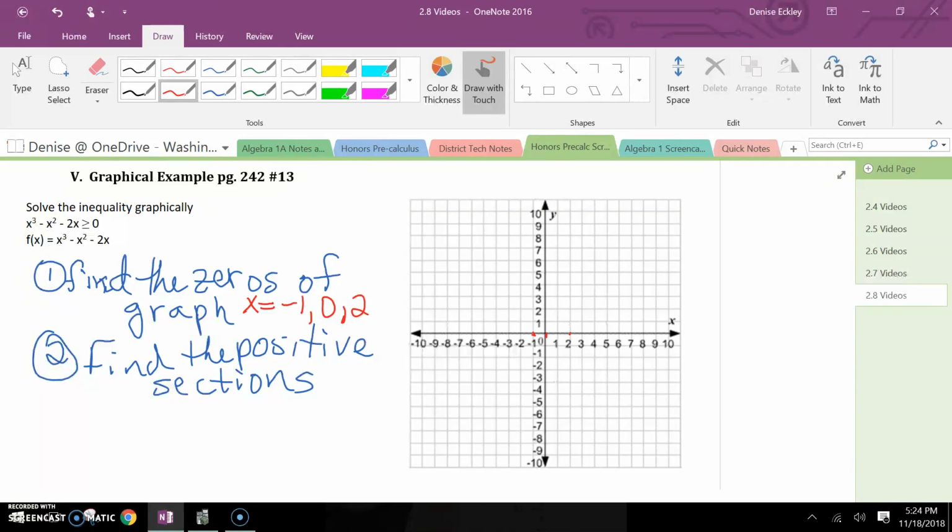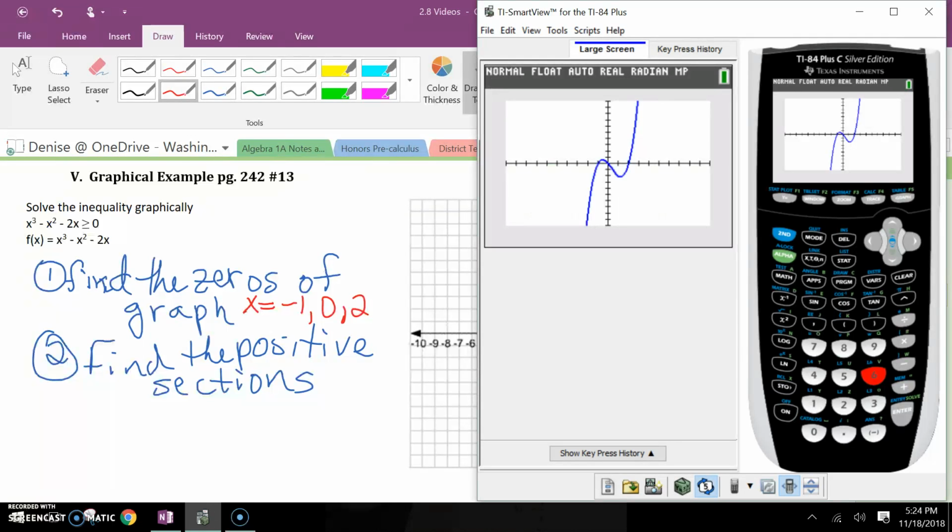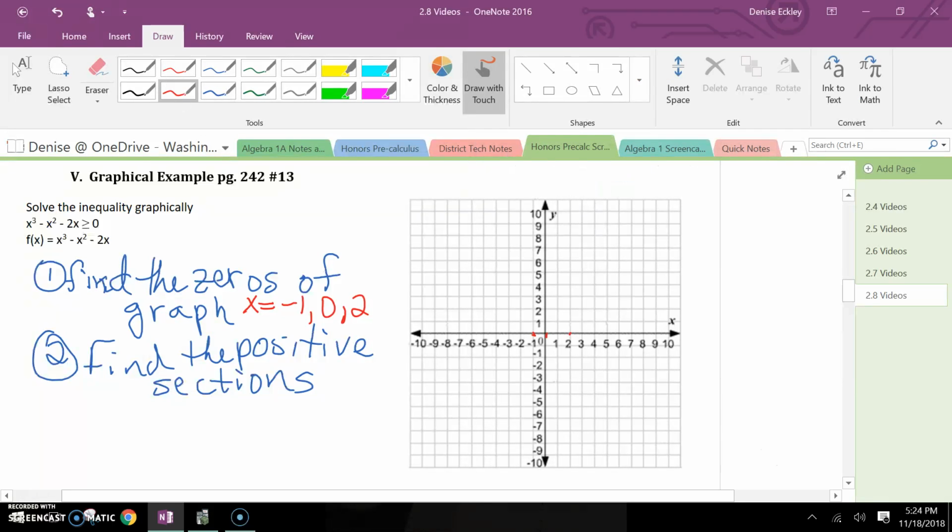So the next thing we want to do is look at the sections of the graph that are positive. And you can see it is positive in two sections, between -1 and 0, and then from 2 to infinity. So those are going to be our solution sets. And this time we want to include the zeros, so we are going to have closed brackets. So our solution set will be -1 to 0, union 2 to infinity. So we can go ahead and draw this.